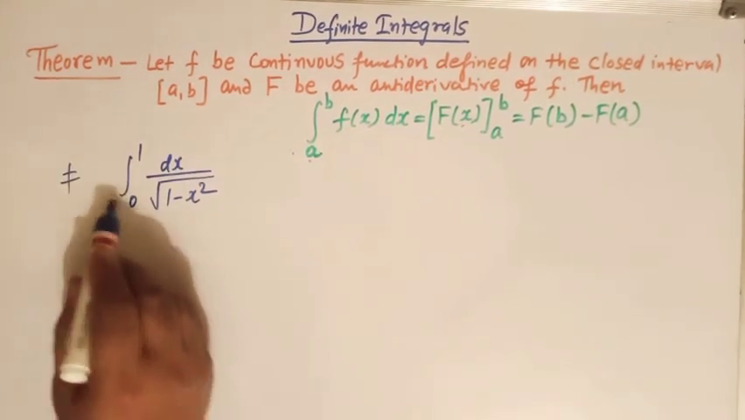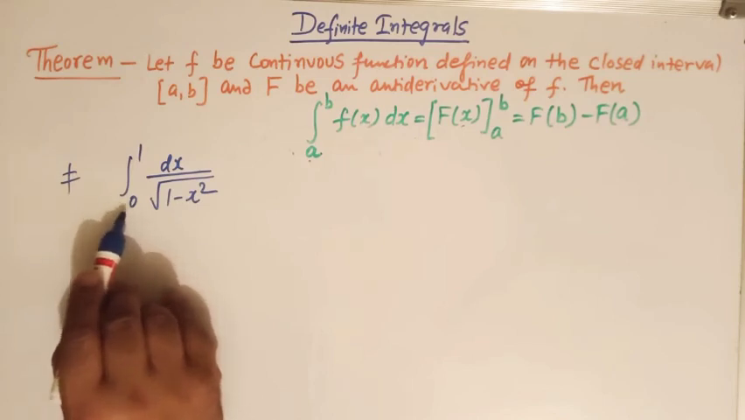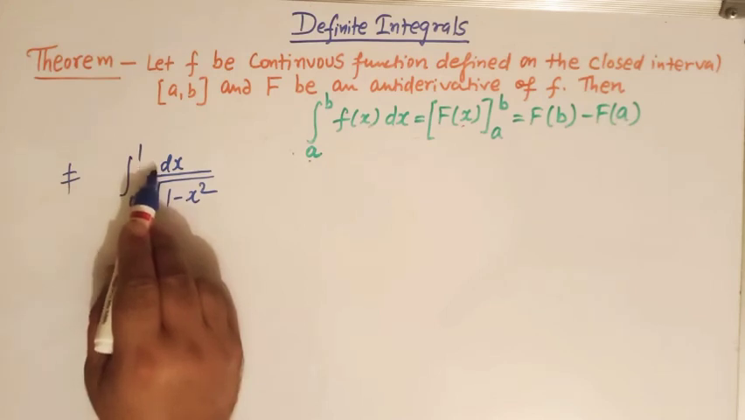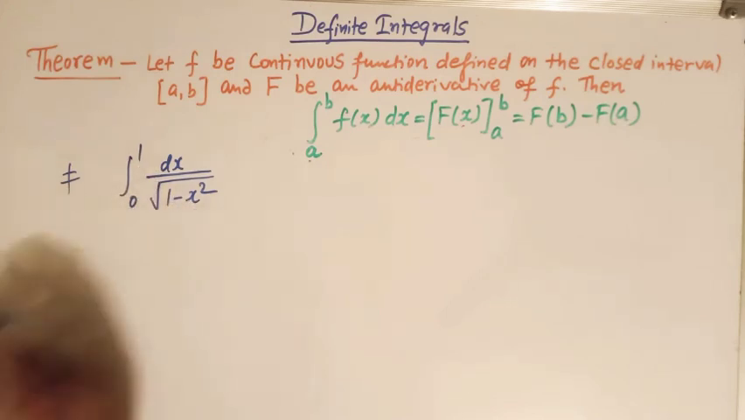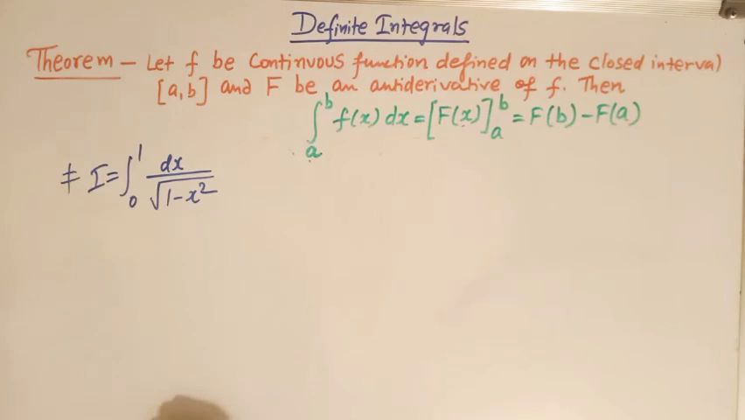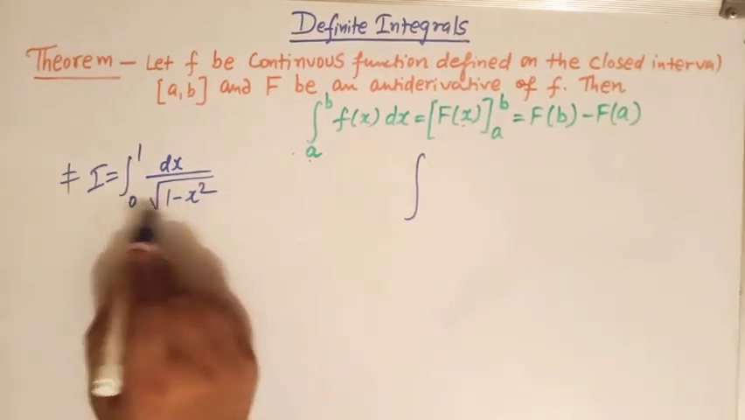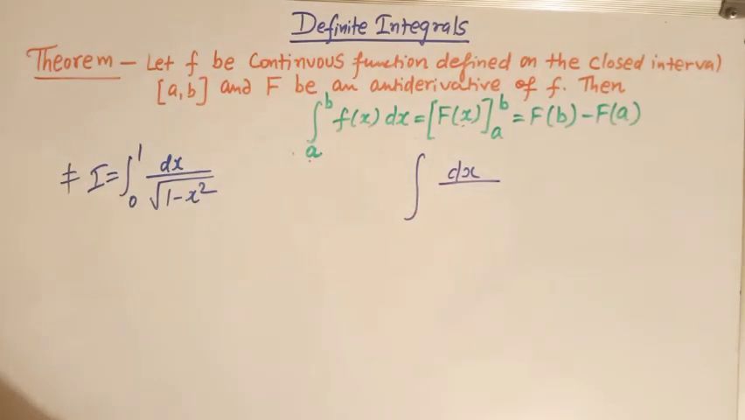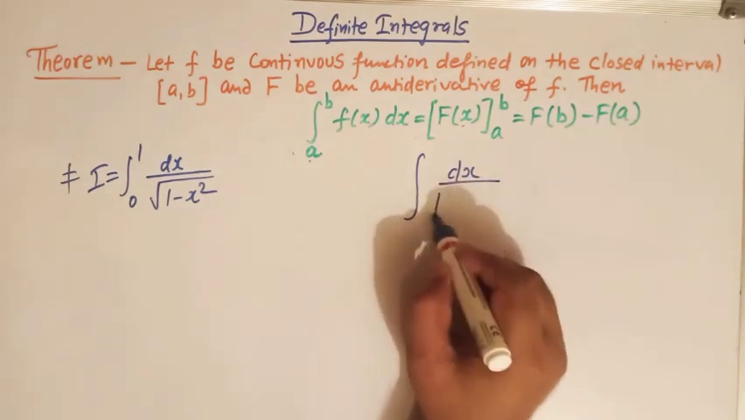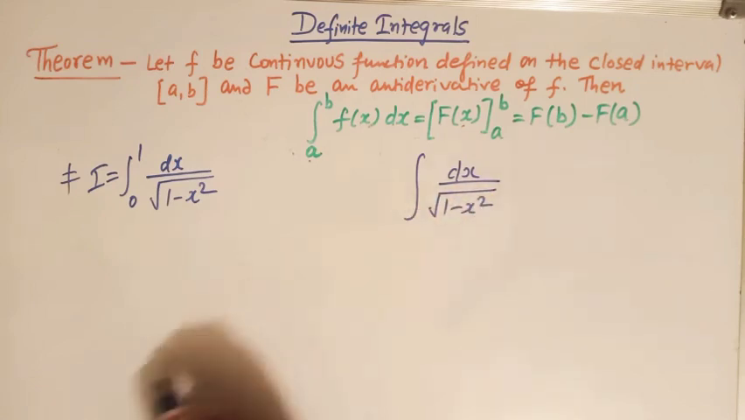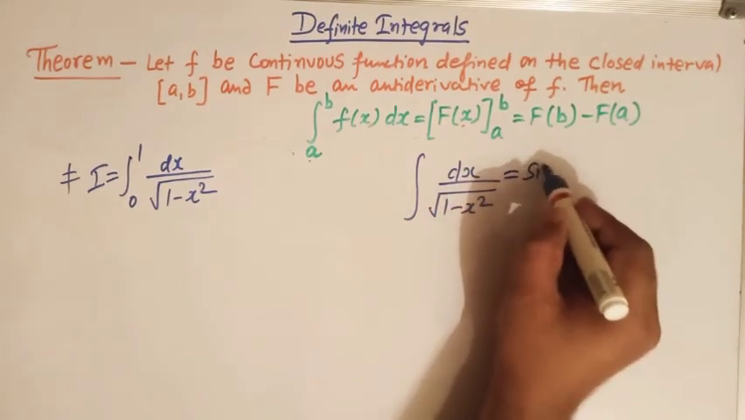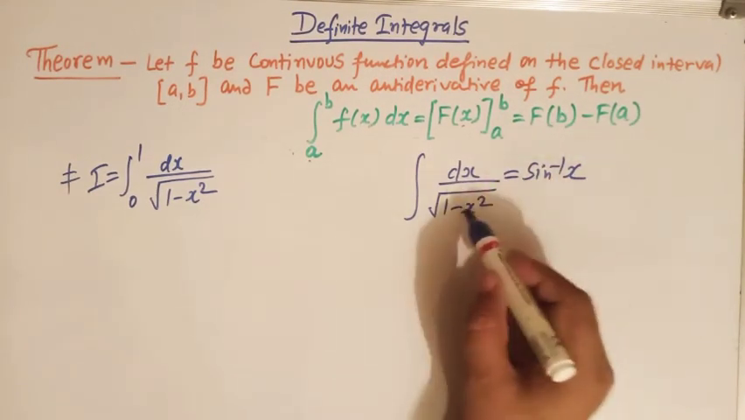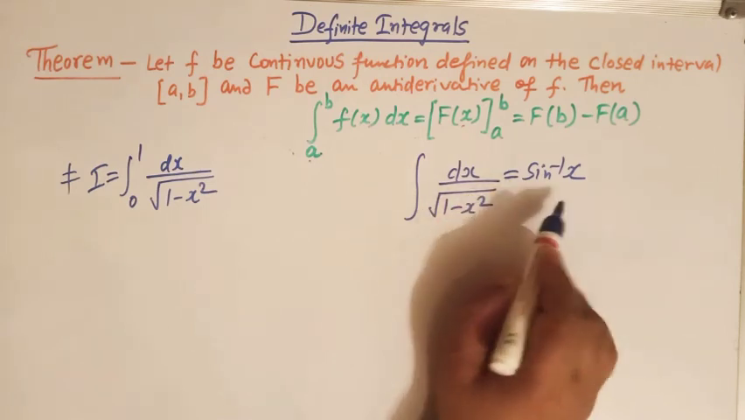Now viewers, let us calculate this definite integral. So here we have to find the integral from 0 to 1 of 1 over square root of 1 minus x square. So let us call this integral I. Now we know that this is a direct question. So we know that the integral of 1 over square root of 1 minus x square is equal to sine inverse of x. So this is a direct result which we are making use of.